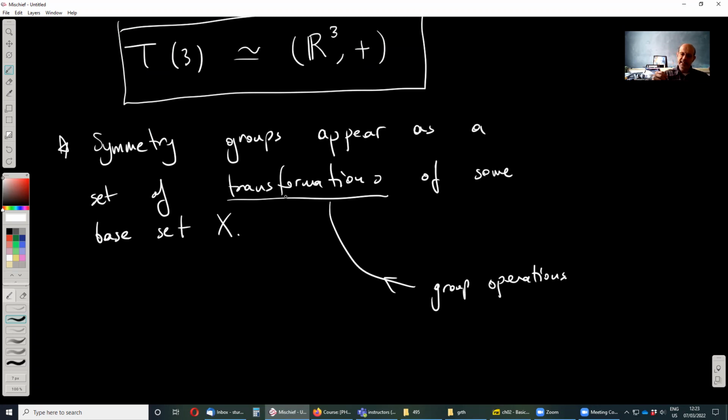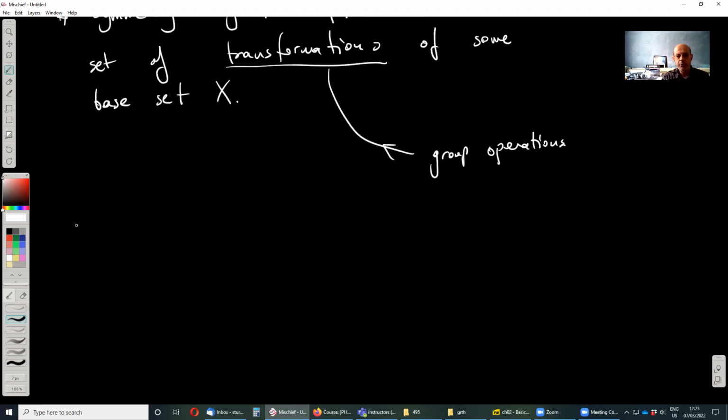In that case, the product of the group elements is actually the function composition of the group operations. Okay, just keep this in mind because we usually treat most of these symmetric groups like that, but sometimes we can also describe them algebraically. For example, the rotation group.